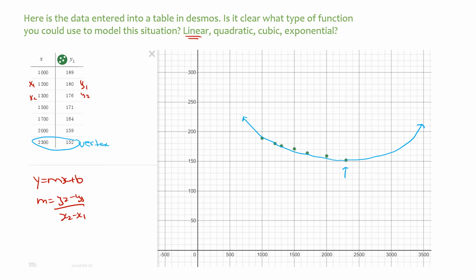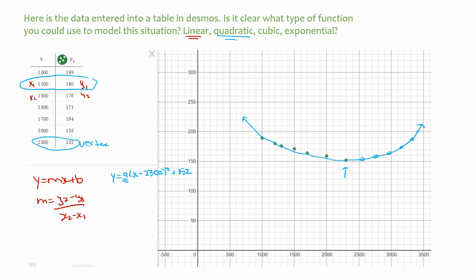So if I was writing the equation for a quadratic, y equals a, x minus 2300, the first value, squared, plus 152. And to calculate a, I would pick any point, say this one right here, just because I already labeled it. I would pick any point, sub it in for x, sub it in for y to calculate a. So we can use a quadratic as well to model this situation. And it's a guess. We don't have enough data to know. Are these numbers going to go up if we increase the price of the computer? Are more people going to start buying?